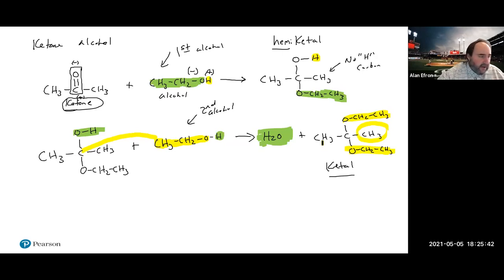So if you take an alcohol, one alcohol, and you add it to a ketone, you get a hemiketal, which is the structure up on top, right? If you add two alcohols to that ketone, you end up actually getting a ketal all the way through, no OH group present. Any questions on that there?